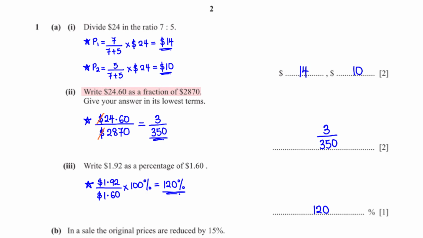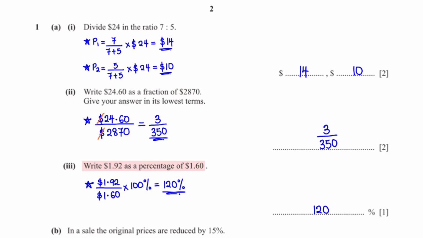Write $24.60 as a fraction of $2,870. Give your answer in its lowest terms. In setting up the fraction, the number after the "of", which is $2,870, will be our denominator. And so we have $24.60 divided by $2,870, which gives us 3/350.